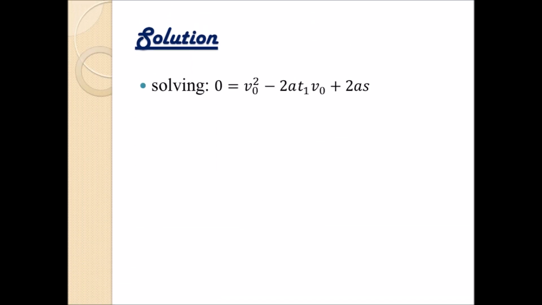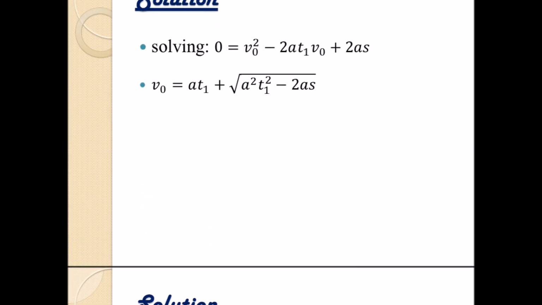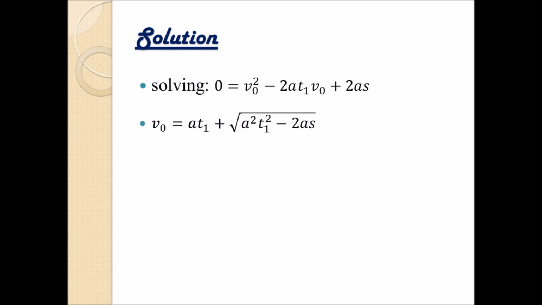So let's take this idea from mathematics and just apply it to solving our problem. And if we do this, we see that we get an equation with one solution, v0 equals a multiplied with t1 plus the square root of a squared t1 squared minus 2as. And now we can just take our given values and put them into this equation.